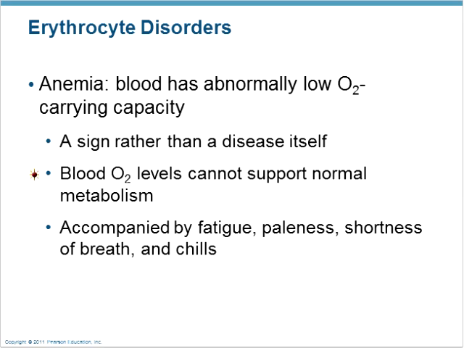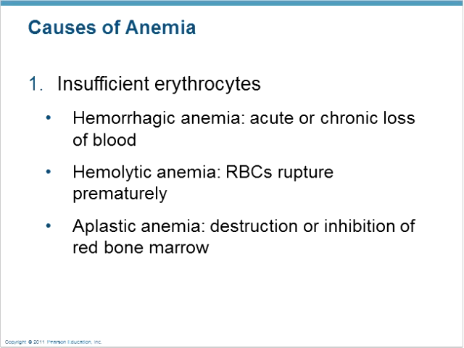And the blood O2 levels cannot support normal metabolism if we're anemic. There's something going on. And it can be accompanied by fatigue or paleness or shortness of breath and chills. So all those things are symptoms of that anemia. Causes of anemia could be insufficient erythrocytes. That could be caused from hemorrhagic anemia, so we lose a lot of blood, acute or chronic loss of blood. So we have loss of blood, so we don't have enough red blood cells carrying the blood that we need.